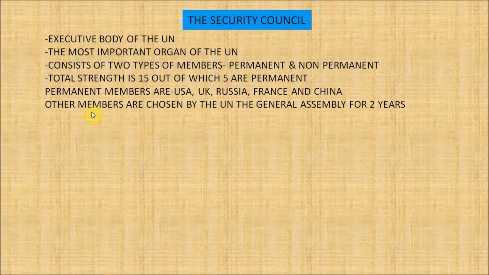The remaining 10 members are chosen from among the other nations by the United Nations General Assembly for 2 years. The permanent members have the veto power. It means if any one of these 5 members votes against the matter being discussed, the matter is not passed. It will have to be discussed and voted on again later.